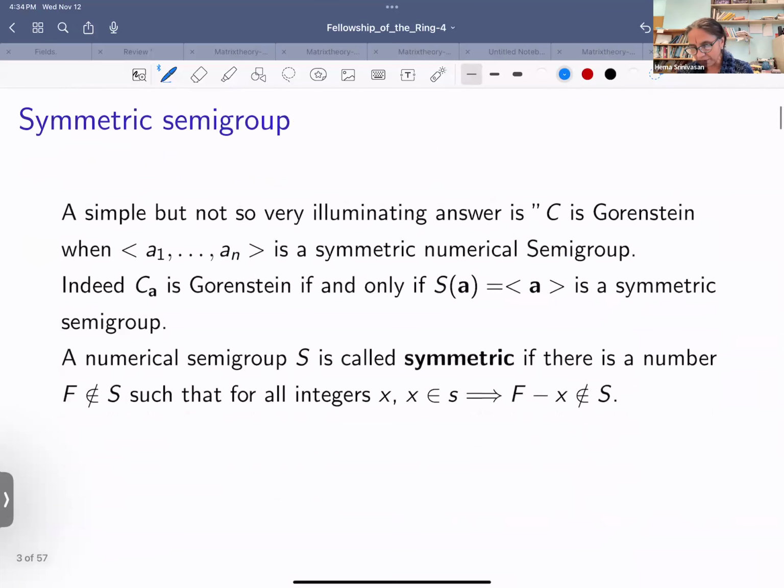A simple but not really deep or illuminating answer is that it is true if the semigroup generated by A1, A2, AN is a symmetric numerical semigroup. That's because it is Gorenstein if and only if this semigroup is symmetric. That's why I say it is not illuminating, because it's the same as asking when this is symmetric. So let me tell you what it means to be symmetric. A semigroup S is called symmetric if there is a number f not in the semigroup, such that for all integers x, x is in S if and only if f minus x is not in S.